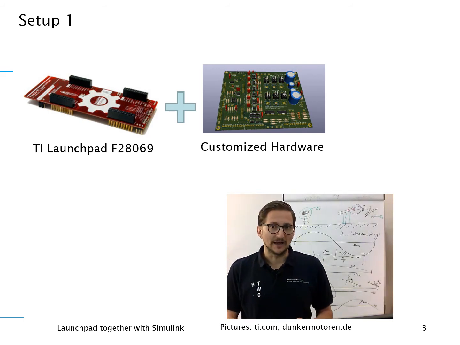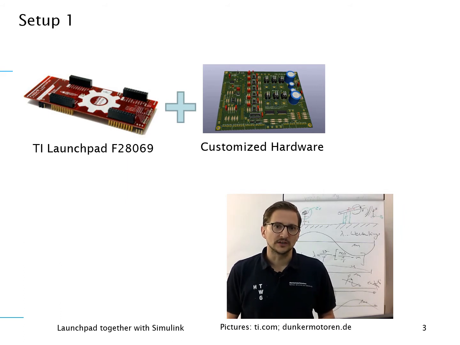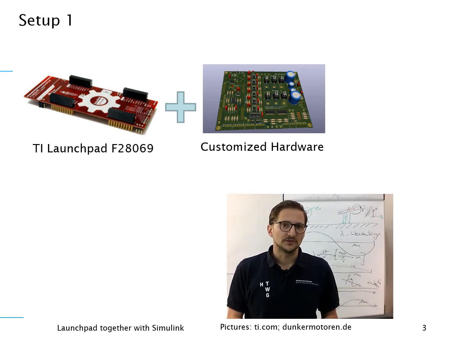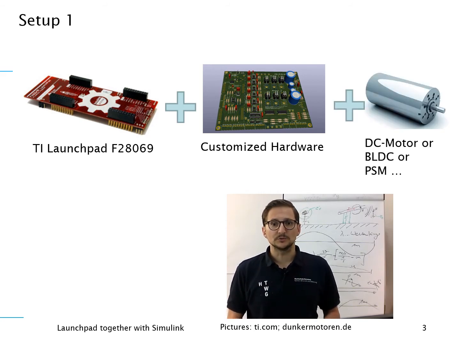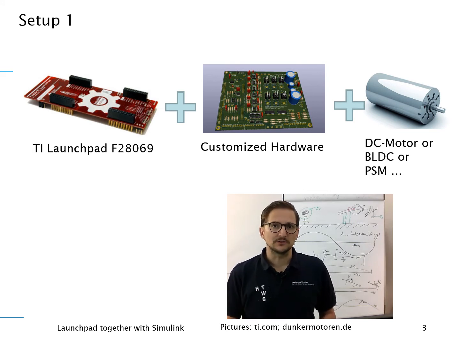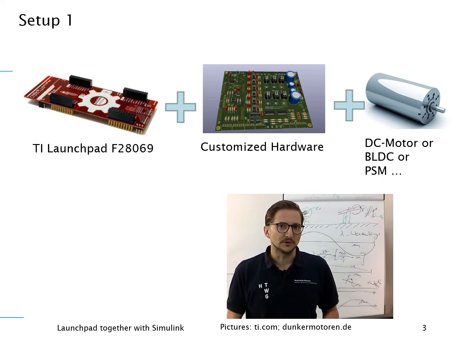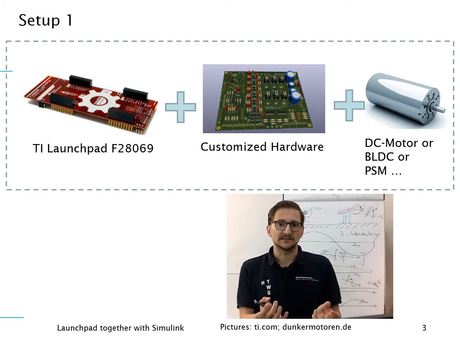You can also buy your specialized hardware at the Texas Instruments shop, especially for this Launchpad. There are a lot of different hardware boards available which fit directly to the Launchpad. Then of course we need some kind of motor. In the example we have seen before, I use a standard DC motor with permanent magnets in it. Not shown here, I of course use an encoder to get the shaft speed of my motor. And this all together is the setup we need to get this motor to run.